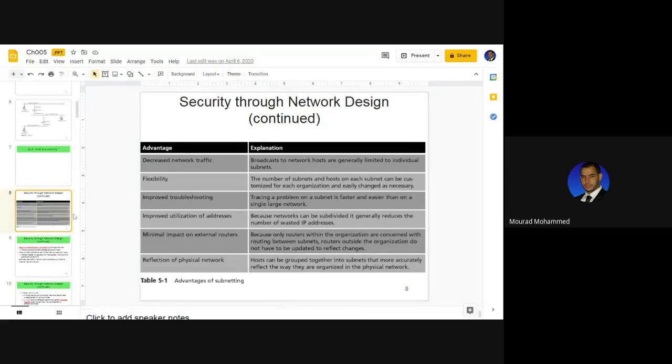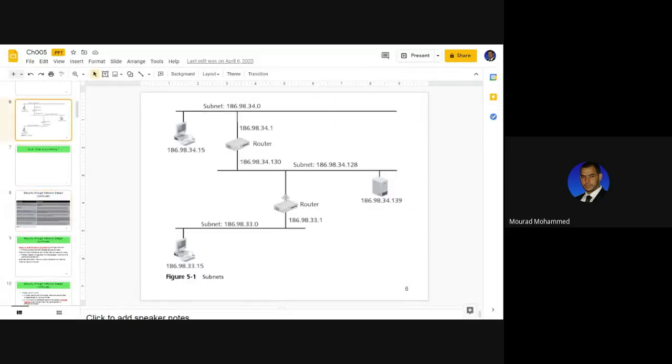Okay, minimal impact on external routers. This is a router and this is a router. This subnet here would be running its content locally from the router, and there will be no request going out. So this router will not be impacted with any request from this subnet, and vice versa. This router here would not be impacted with any device or any request coming from this subnet. So there will be a minimal impact on the external router. This is an external router to this subnet, and this is an external router to this subnet.